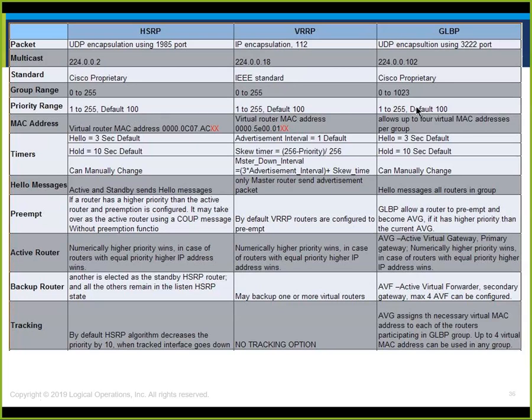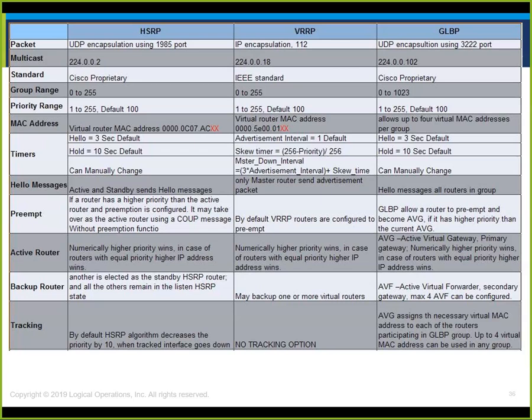Priority for each of these, for all of them, the default priority is 100. The MAC address for the two protocols that we have looked at, the last digits are the group numbers. The GLBP up to 4 virtual MAC addresses per group. The timers, the hello timer for HSRP is 3 seconds. The hold time is 10 seconds, which is about what it took us, I think, when we did the changes manually. Those are configurable numbers. VRRP, 1 is the default.